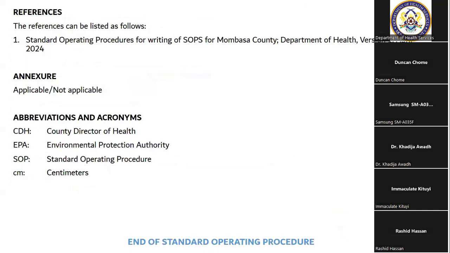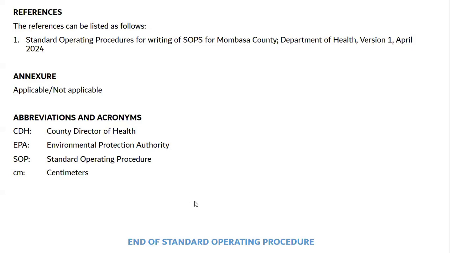Tuko pamoja. So moving on to references, you just cite what you use as reference. In case of it being a revision, obviously the first version will be the key reference, and then you build up on that. For annexures, again, you list down what you had, and in case you didn't have any, you just cite not applicable. Then abbreviations, you use what you had. In this case, we basically use the simple versions for knowledge communication. So the CDH is the County Director of Health, EPA, SOP, and centimeters.